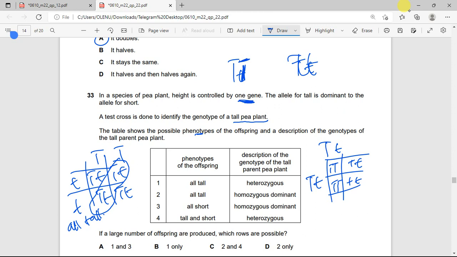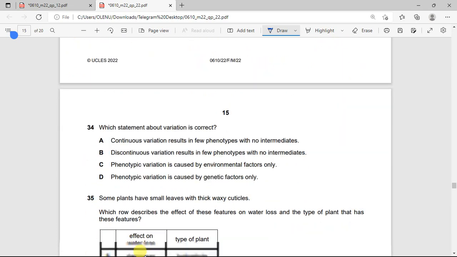But in this case, the description of the genotype of the tall plant P: in this case, they are heterozygous, but in this case, they are homozygous dominant. So what you can have here is all tall if it is homozygous dominant. You have tall and short if it is a heterozygous dominant P plant. So my answer here will be C, which is tall and short. You cannot have all tall and they are heterozygous. This is heterozygous. So now, moving to the next question, 34.